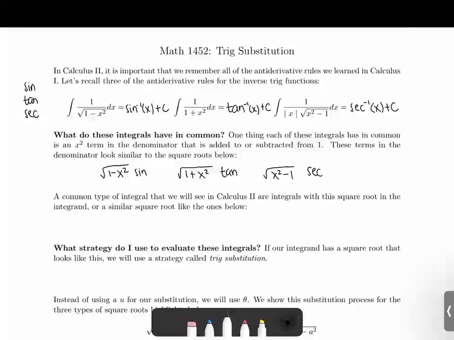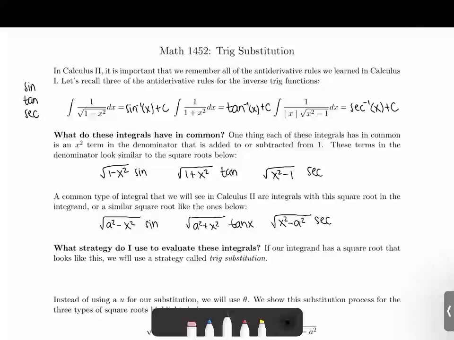The terms that we're actually going to see look like a squared minus x squared, which corresponds with sine; something like a squared plus x squared, which corresponds with tangent; and then something like x squared minus a squared, which corresponds with secant. So all we did is change 1 to be some other square. Like I said, that's going to be 4, 9, 16, 25, 36, something like that.